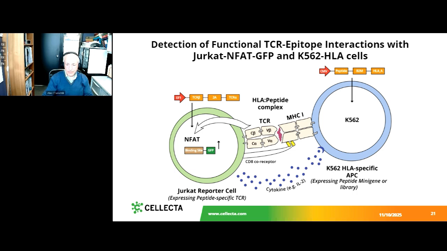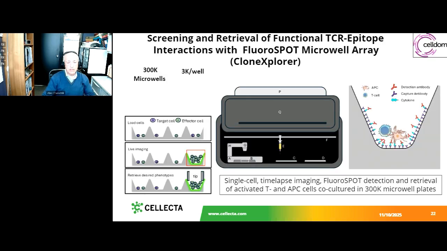And what we find is that the best way to screen this type of interaction is to use the fluorospot microarray developed by the company Celldom, called Clone Explorer. This is a great system. It is based on the use of microwells, as shown on the top of the slide. It's a standard 96-well plate, and in each well you have 3,000 microwells. This microwell is shown in detail on the left portion of the slide.